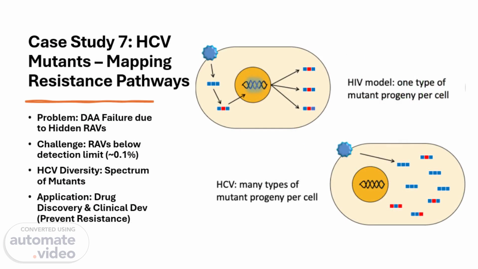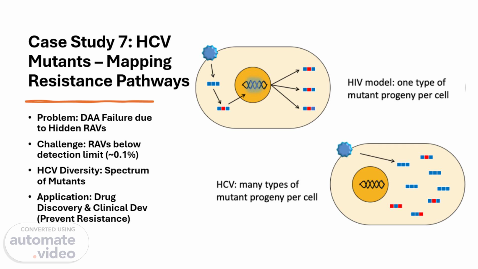Continuing with HCV, this case study addresses the critical problem of DAA failure due to hidden drug-resistant variants, RAVs. The challenge is that these RAVs often exist below the detection limit, around 0.1%, in the patient population, making them difficult to identify clinically. We focused on understanding the HCV diversity and the spectrum of mutants. The application is vital for drug discovery and clinical development to help prevent resistance by anticipating mutational pathways.